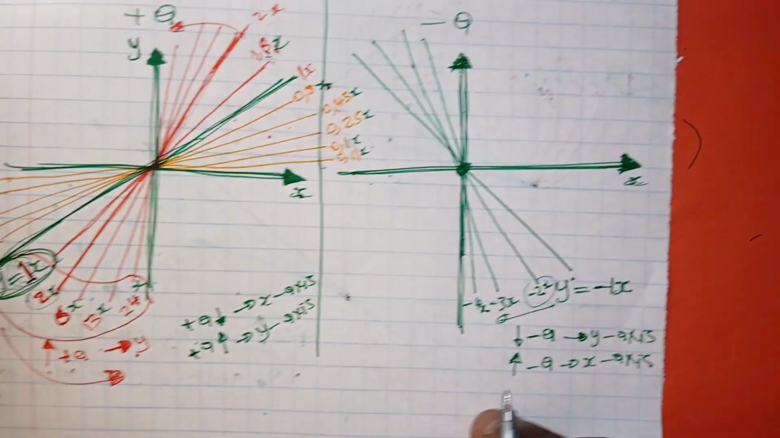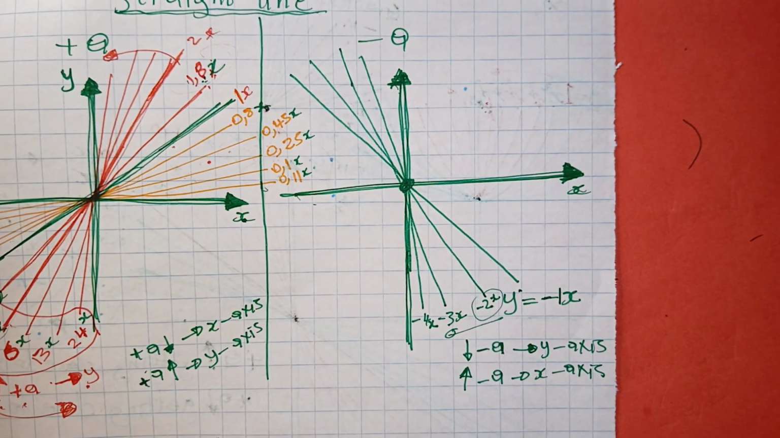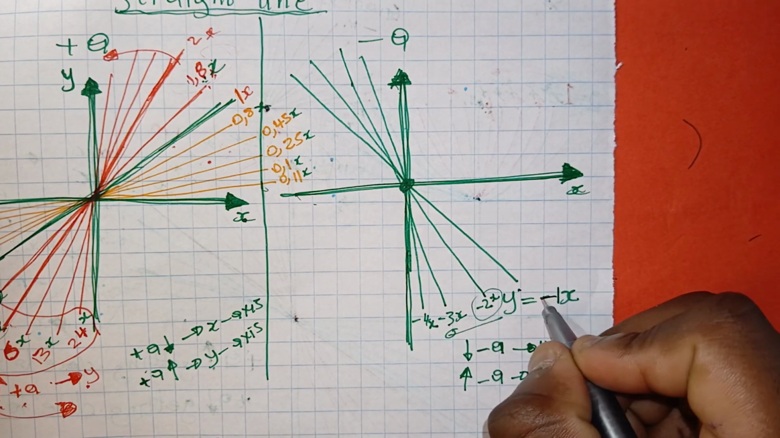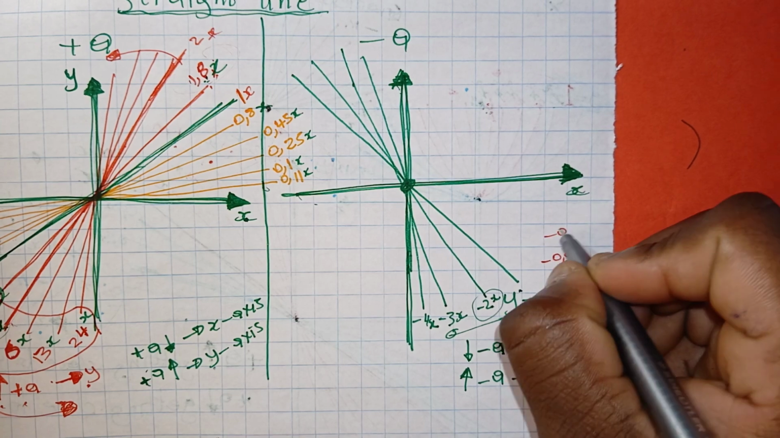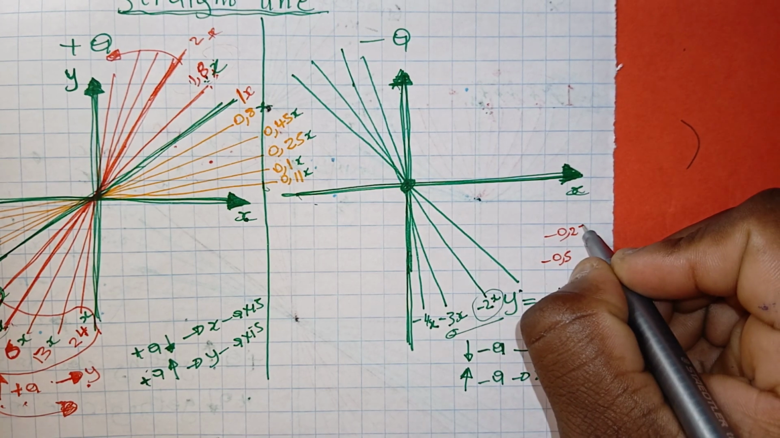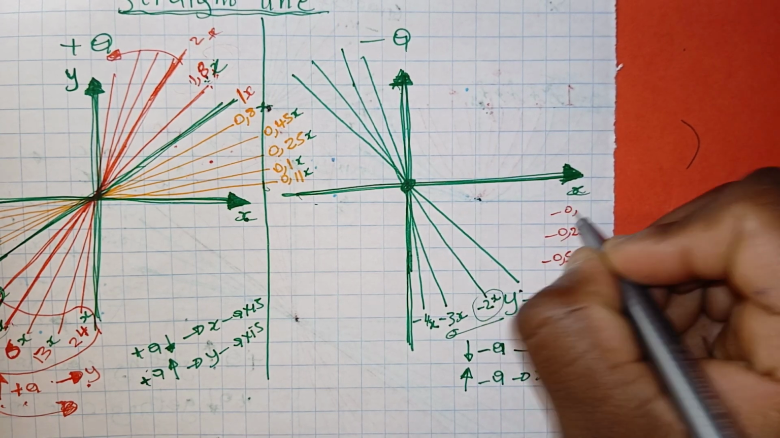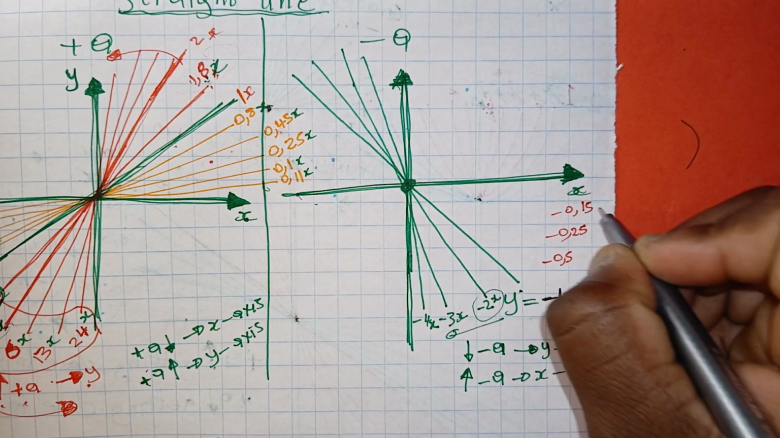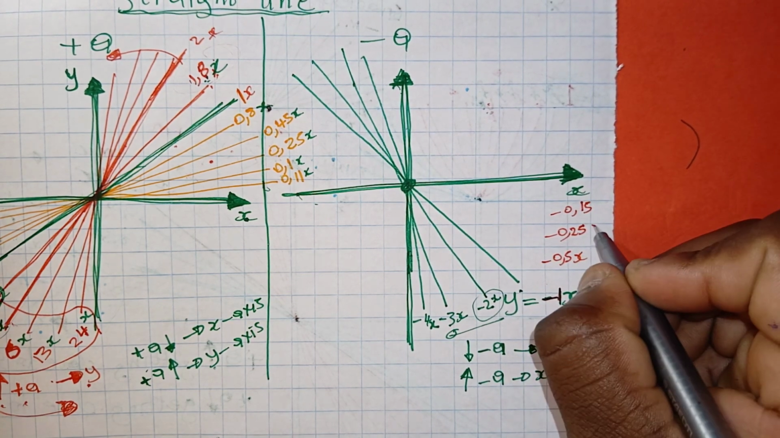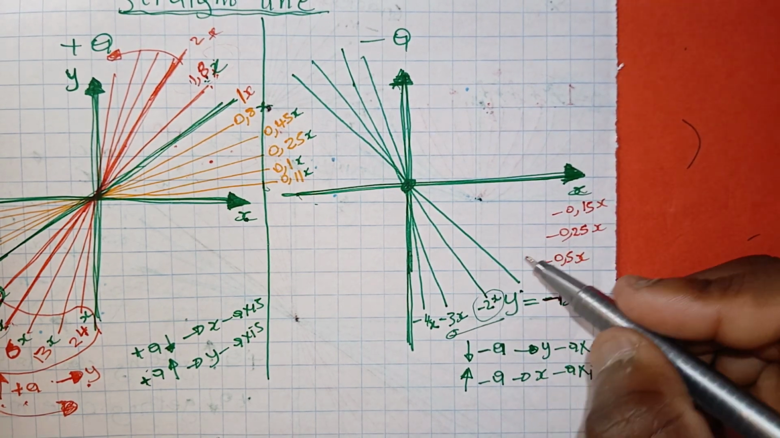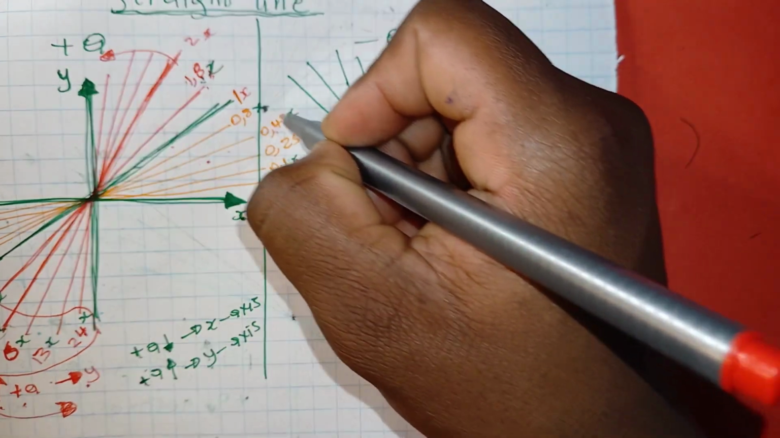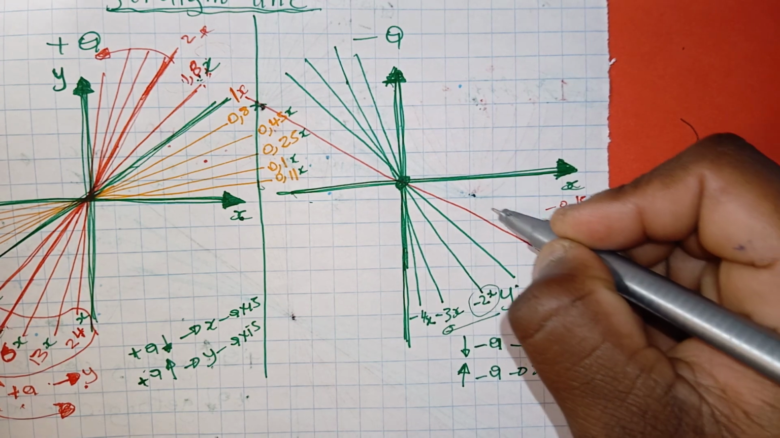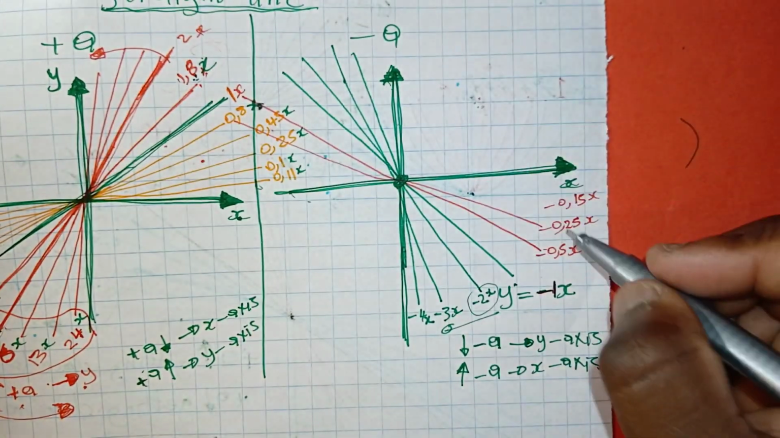Do you see? So now let me show you. If we increase this thing, then from -1, let's say now we increase it to -0.5, -0.25, -0.15. So this one is my x. So you will find out that as I increase the gradient, this line will become like that. So it will become like this.